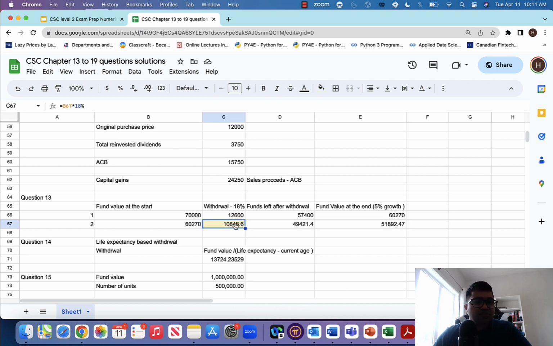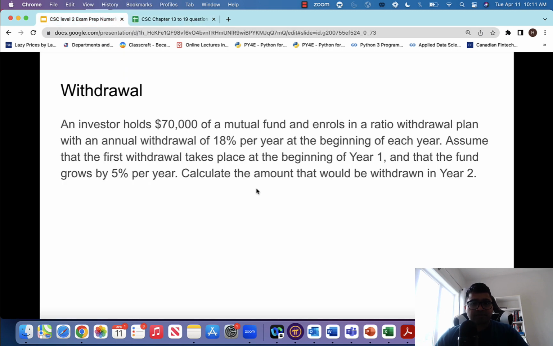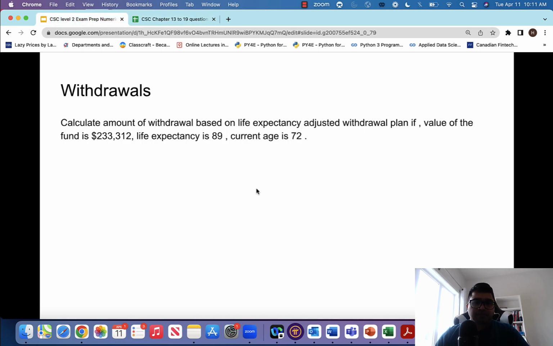Now they have asked you second year withdrawal number, so the highlighted number 10,848 is the answer. So this highlighted part 10,848 is the answer for 13th question. This is a question based on ratio based withdrawal. Next, withdrawals, right? Again, questions on withdrawals.